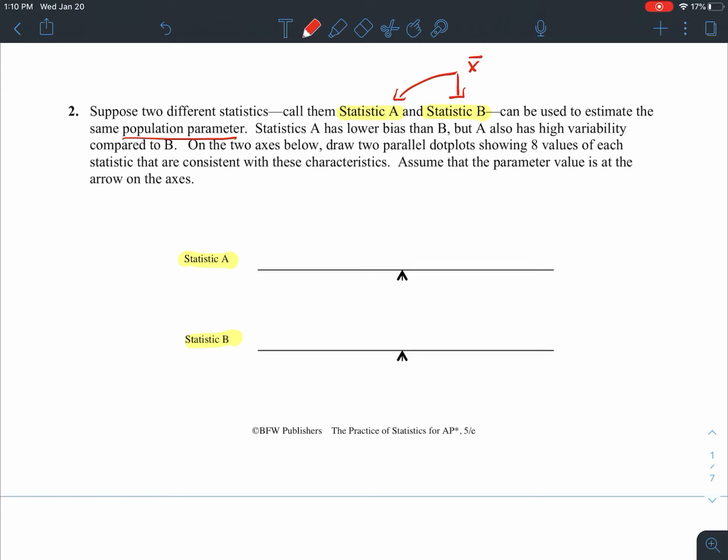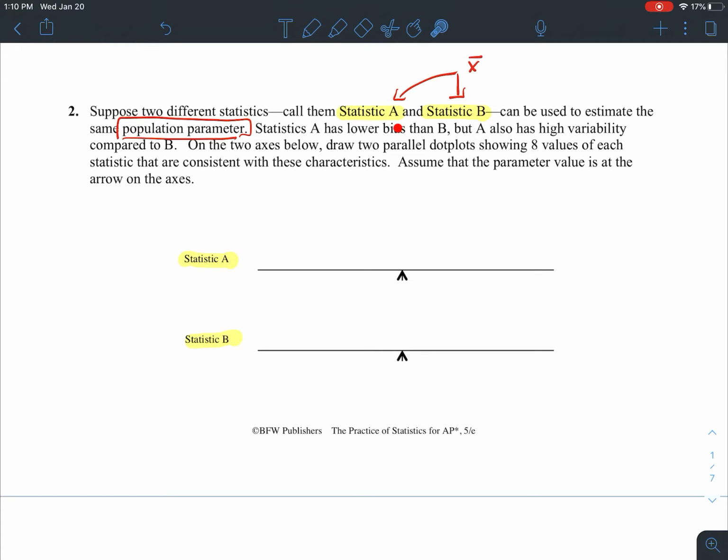So you've got some different sample means that you are trying to use to estimate where the actual location of the true population mean would be located. And it says here that statistic A has lower bias than statistic B. Now, what bias means is that when you take your samples, the majority of your samples are kind of all lopsided on one side of where the true population parameter is located.